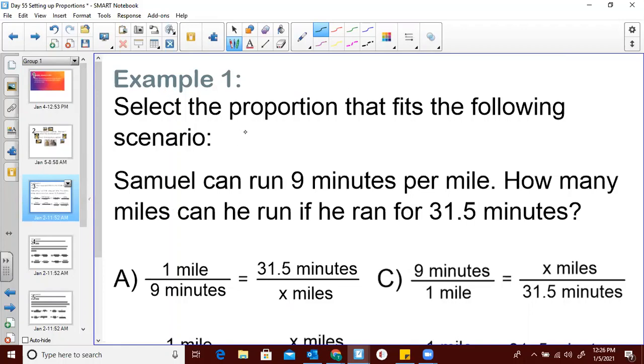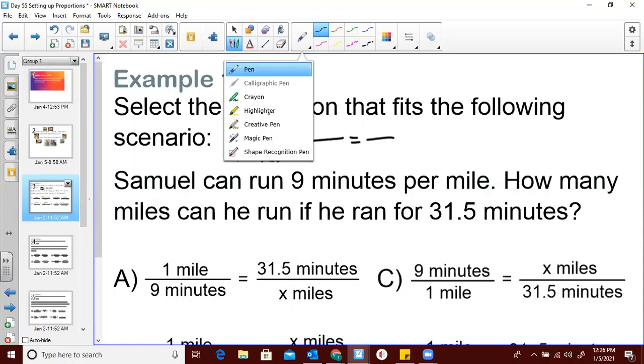We're going to set up a ratio first, right? So let's set up a ratio. We're going to look at 9 minutes per mile. So we're looking at minutes and miles. I'm going to write minutes over miles. All right, and from here I'm going to set up two more ratios, creating a proportion.